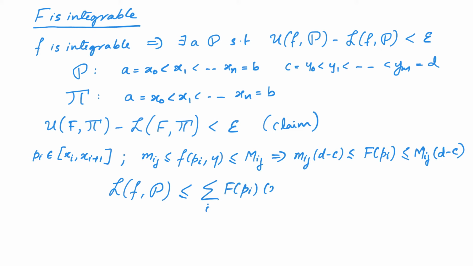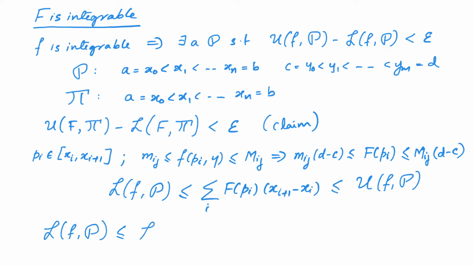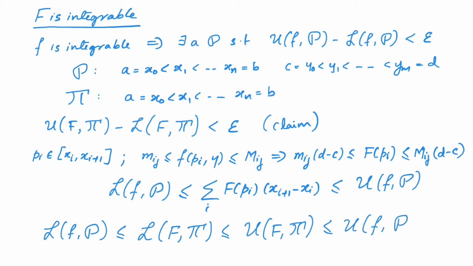of f over p is less than or equal to summation over i capital F of pi into xi plus 1 minus xi, and that's less than or equal to U of f comma p. And this is true for all pi in the interval xi to xi plus 1. Therefore, L of capital F pi and U of capital F pi will lie between LFP and UFP. And therefore, LFP is less than or equal to L of capital F pi is less than or equal to U of capital F pi is less than or equal to UFP.